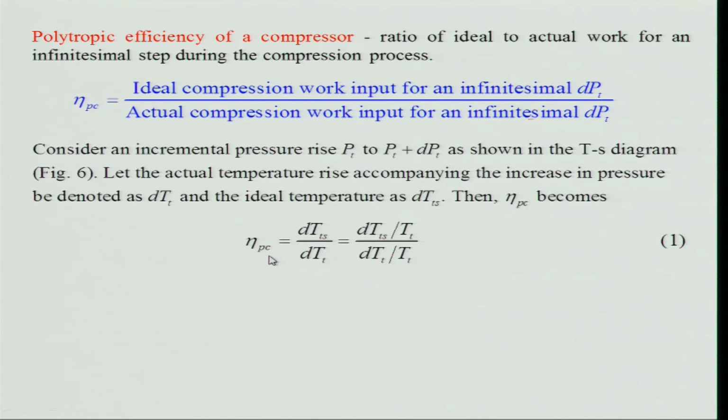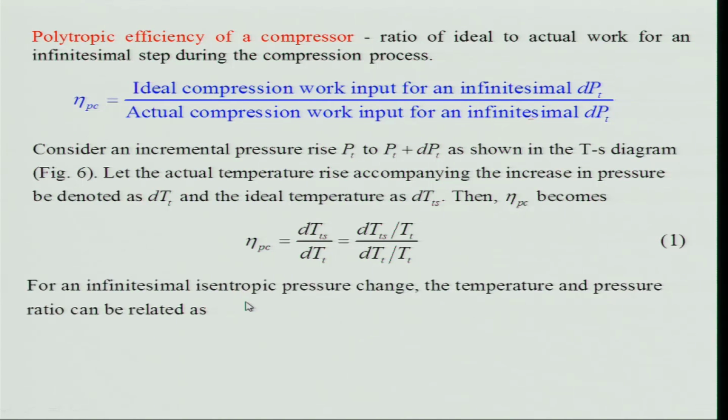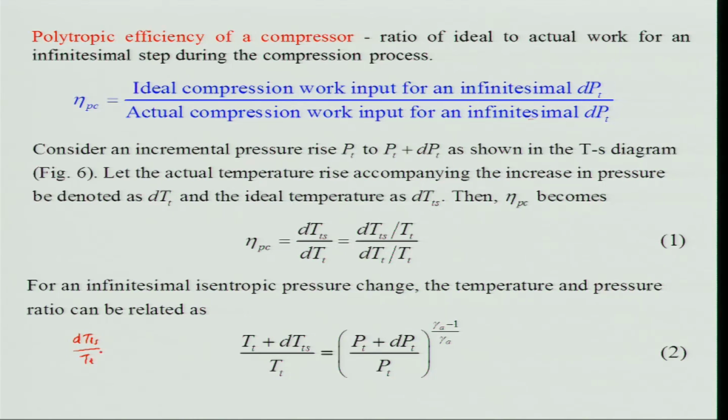Therefore, eta_pc will be dT_ts divided by dT_t. I can write down dT_ts divided by dT_t, dT_t divided by T_t, right. I can write this very easily, and for an infinitesimal isentropic pressure change, the temperature and pressure ratio can be related. For example, I can write dT_s by T_t is equal to dP_t by P_t times (gamma_a minus 1) divided by gamma, because this is isentropic. So, I can write this very easily, yes.